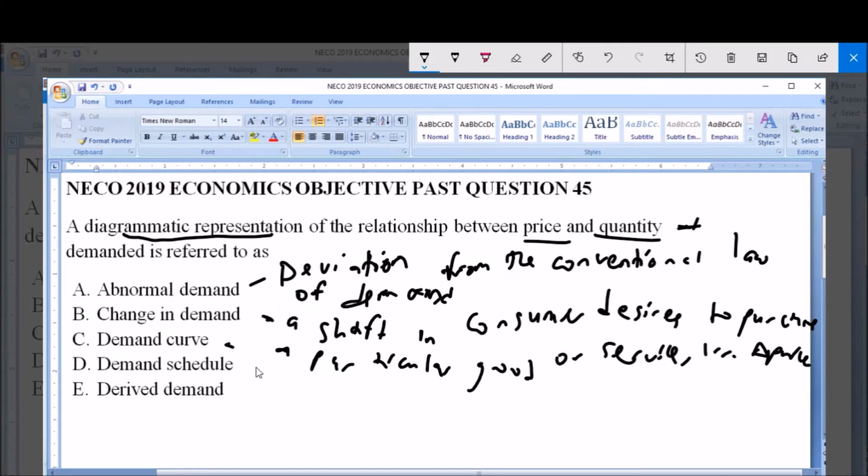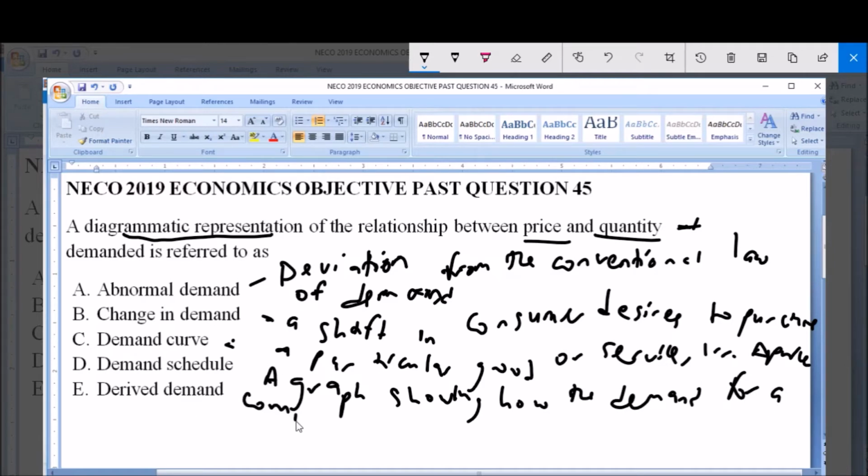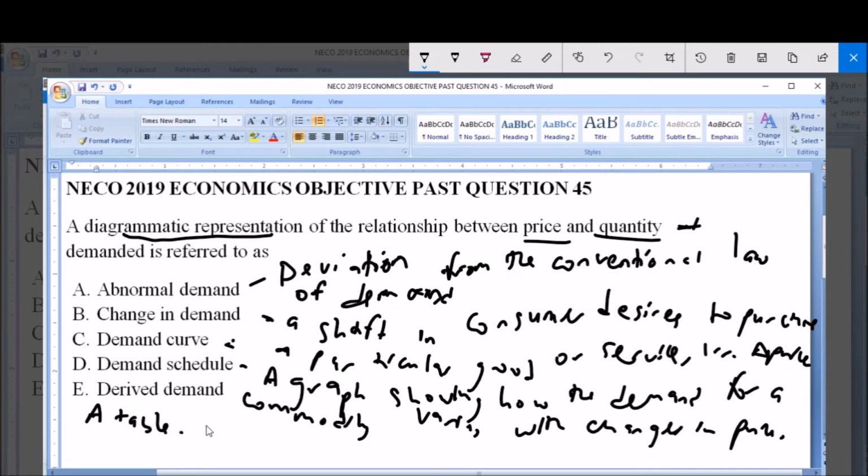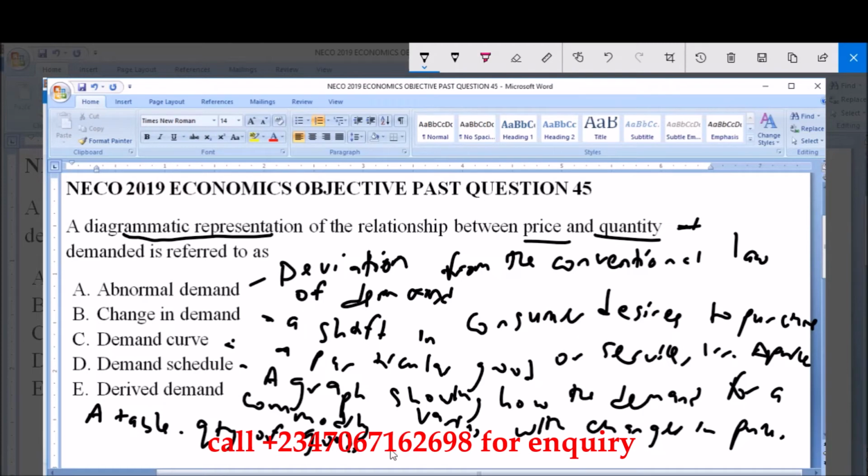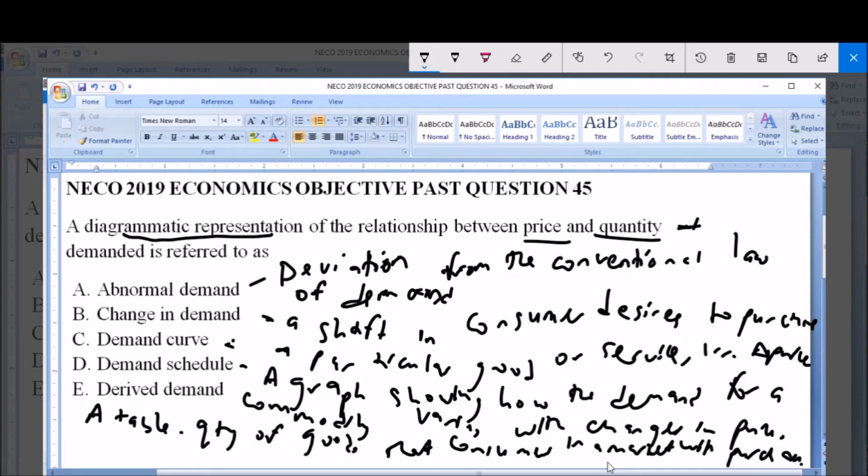Now, a demand curve, which is option C, is a graph or a diagram showing how the demand for a commodity varies with changes in price. Now, a demand schedule or market demand schedule is a tabulation or a table showing the quantity of goods that consumers in a market will purchase at a given price.